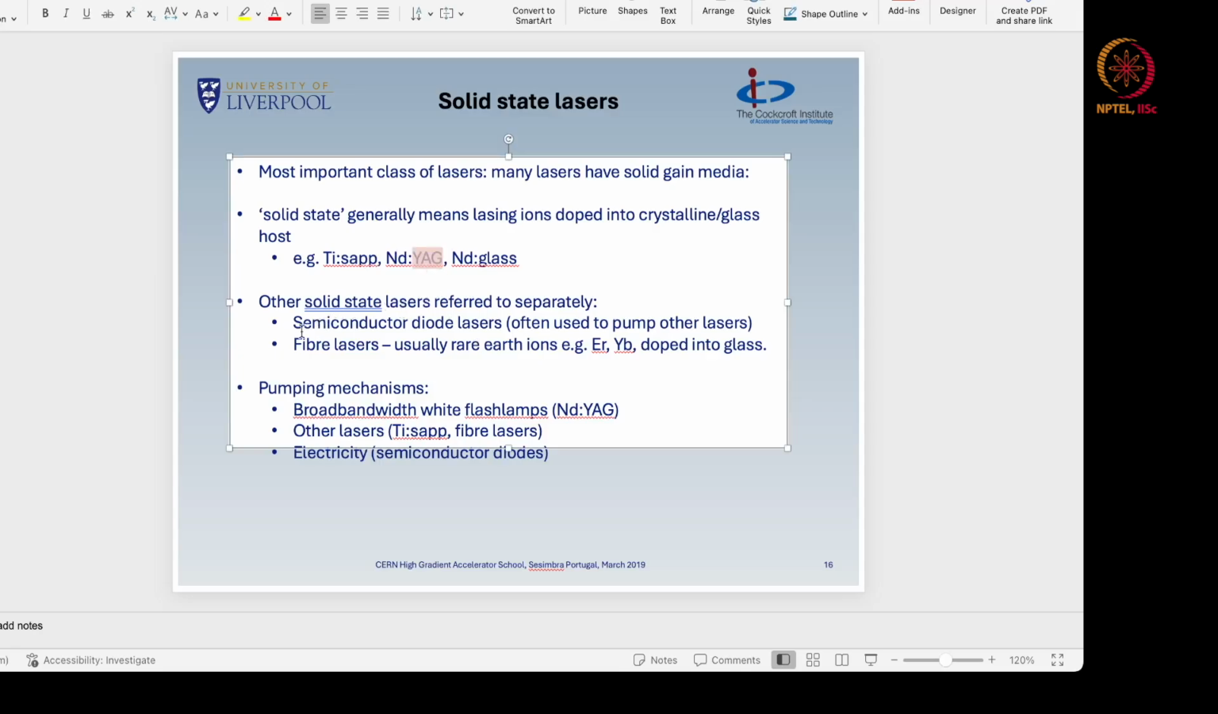You also have semiconductor lasers, and we will see semiconductor diode lasers also, which we will see in our EDLS presentation. And the pumping mechanism is usually flash lamps, broadband flash lamps. Other lasers use fiber lasers and also electricity in the case of semiconductor diodes.